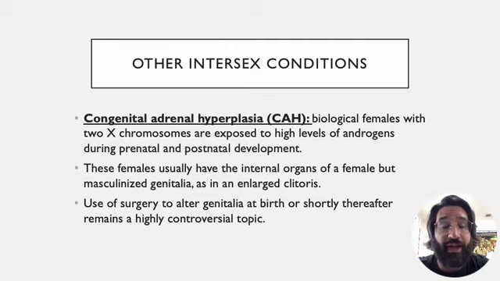These females usually have the internal organs of a female, so they'll have a female reproductive system, but they'll have more masculinized genitalia, as in a relatively enlarged clitoris. And this is typically when they use surgery to alter genitalia at birth or shortly thereafter, and that remains a really controversial practice. So if a female like this with CAH develops an enlarged clitoris, this is where they might use surgery to shorten the clitoris or try to make it look more typical of female genitalia.